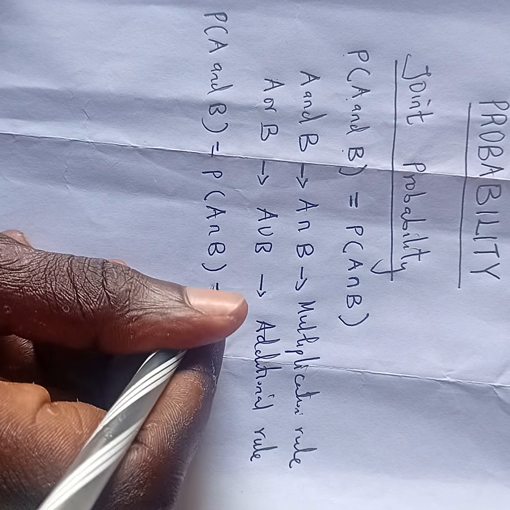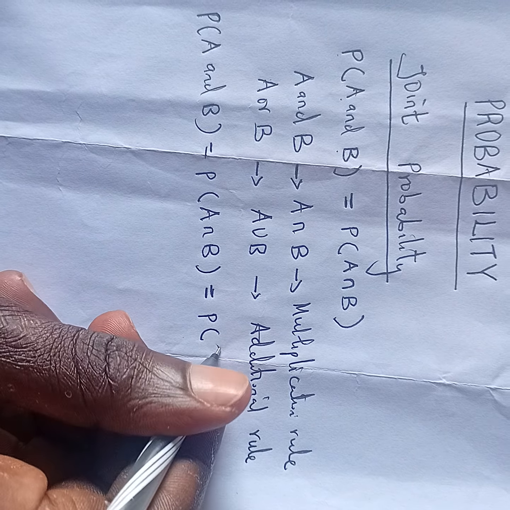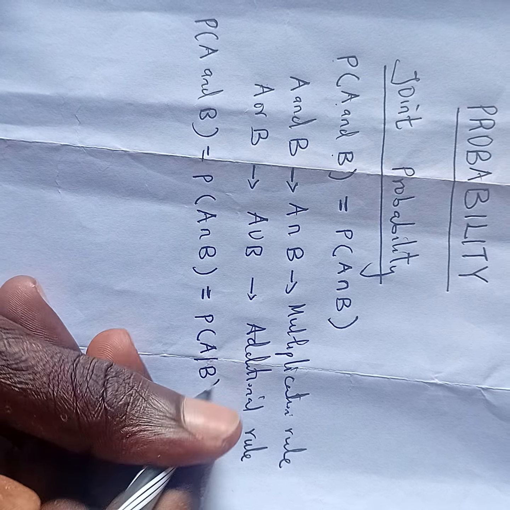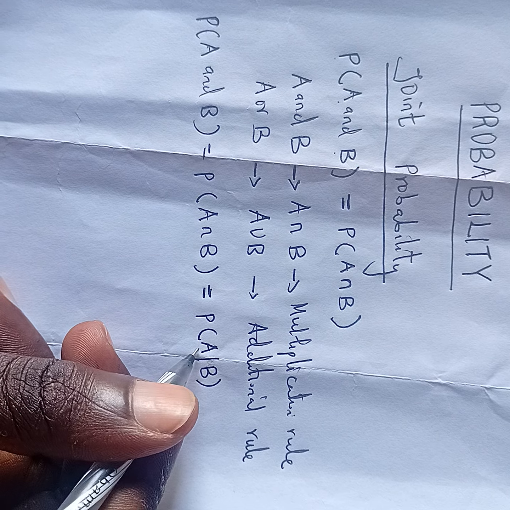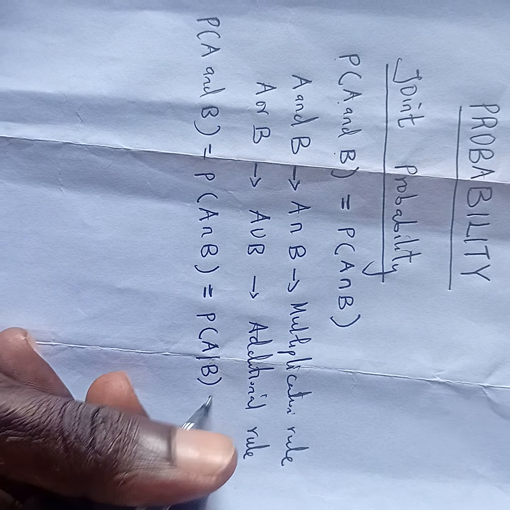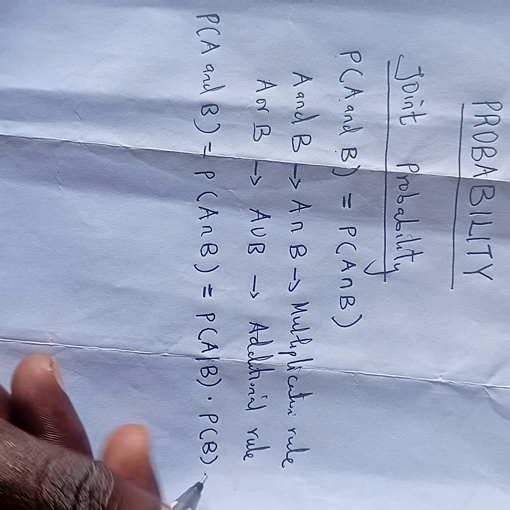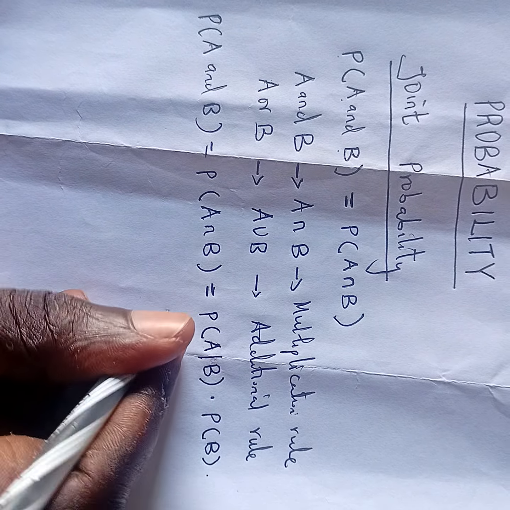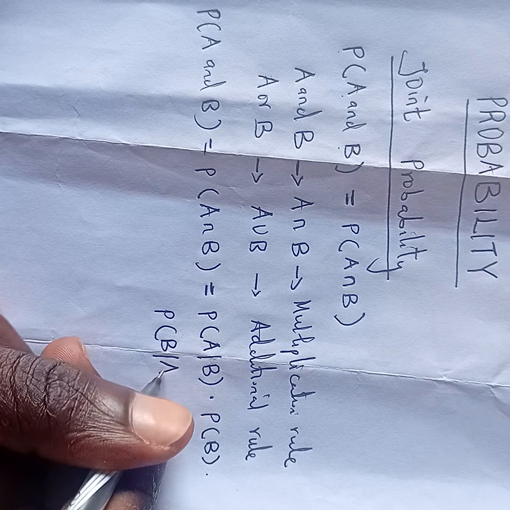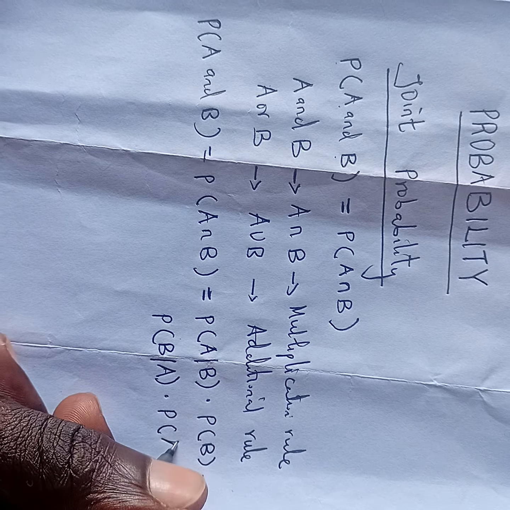This can also be equal to the probability that A occurs given that B has already occurred, times the probability of B. Or this can also be written as the probability that B occurs given that A has already occurred, times the probability of A.